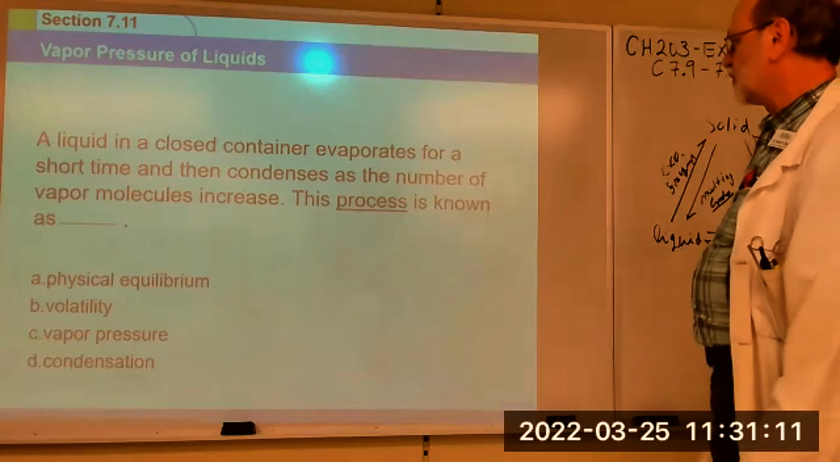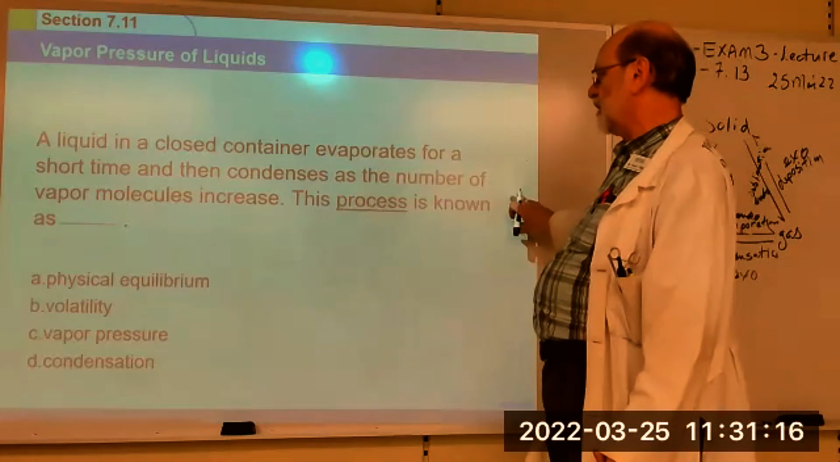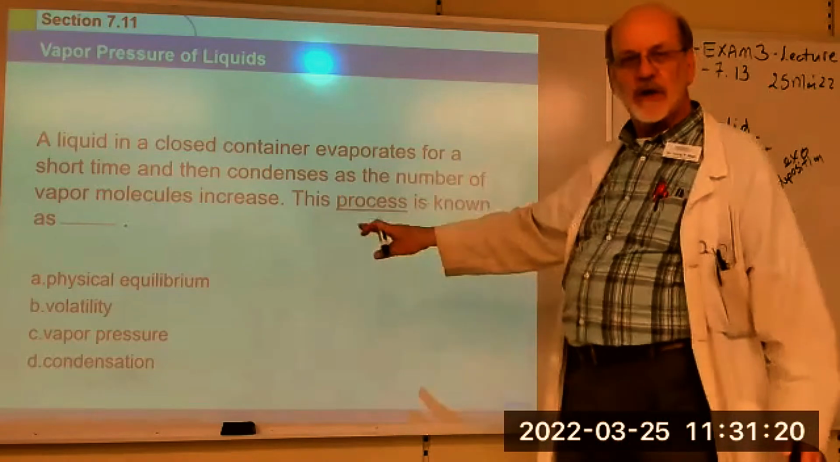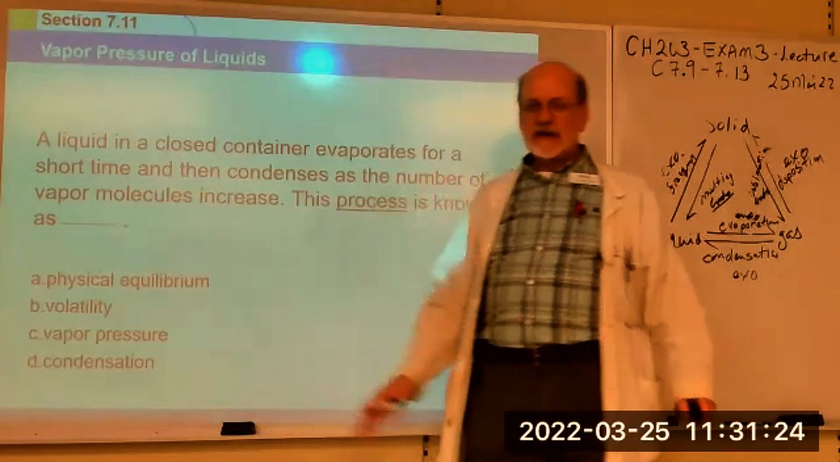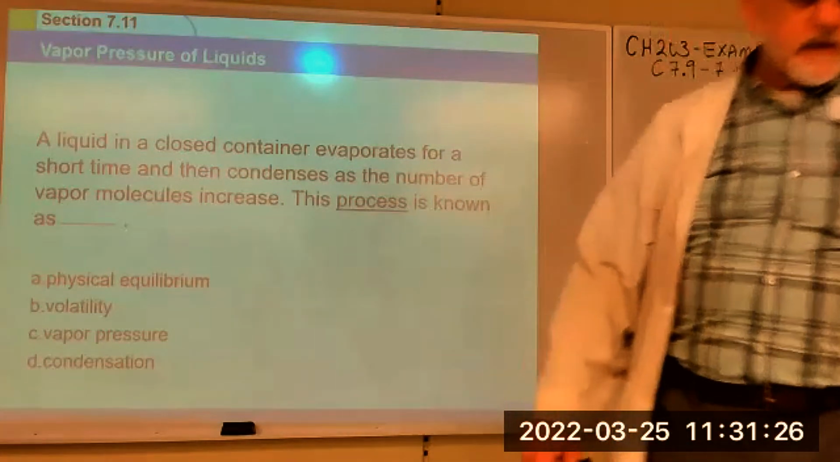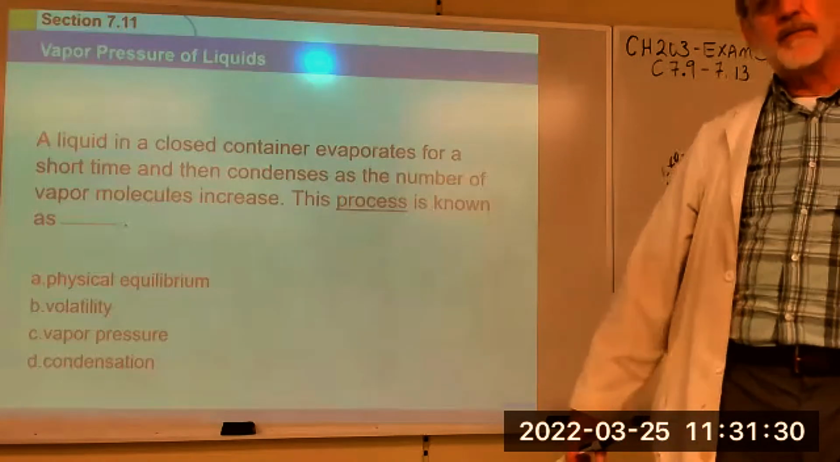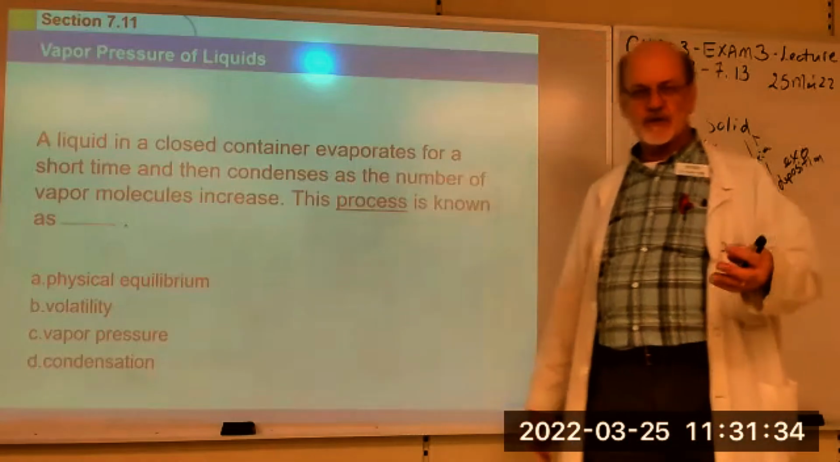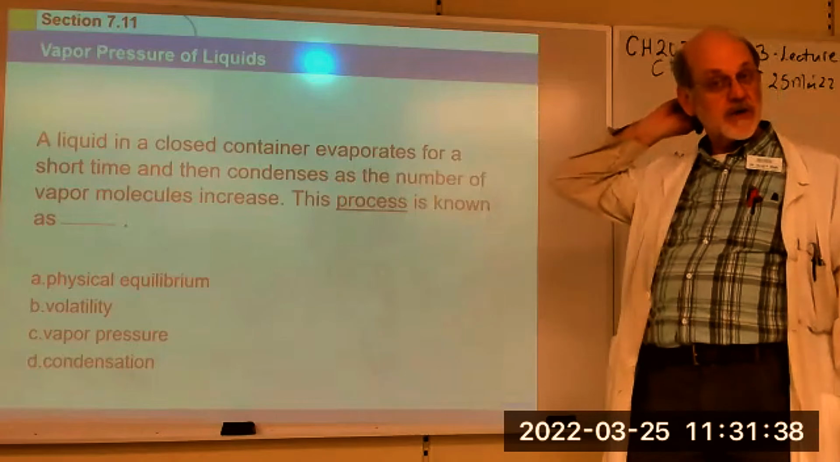A liquid in a closed vessel evaporates for a short time and then condenses as the number of vapor molecules increase. Process is known as physical equilibrium, okay, as opposed to chemical equilibrium. I don't think we're going to get into, well, we might talk a little bit about chemical equilibrium, but we're not going to get into a quantitative approach to that. That's reserved for the general chemistry classes.